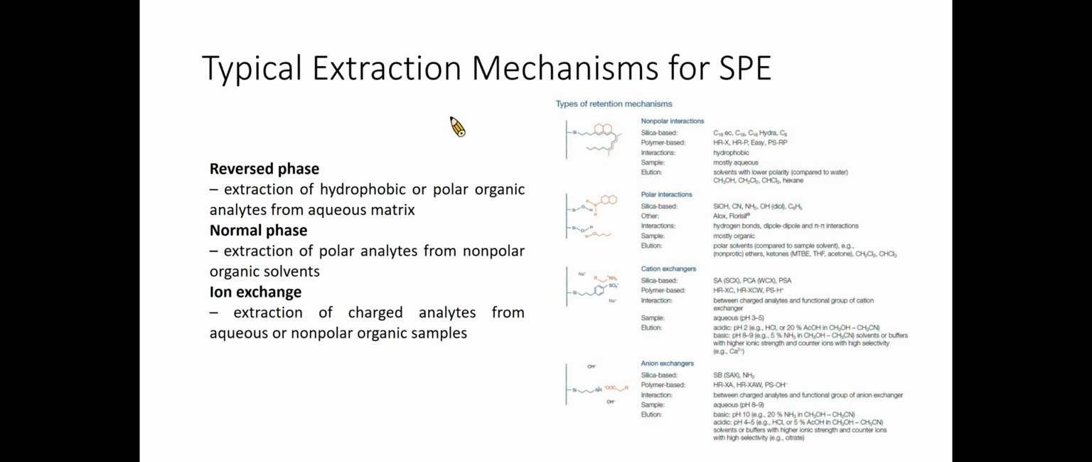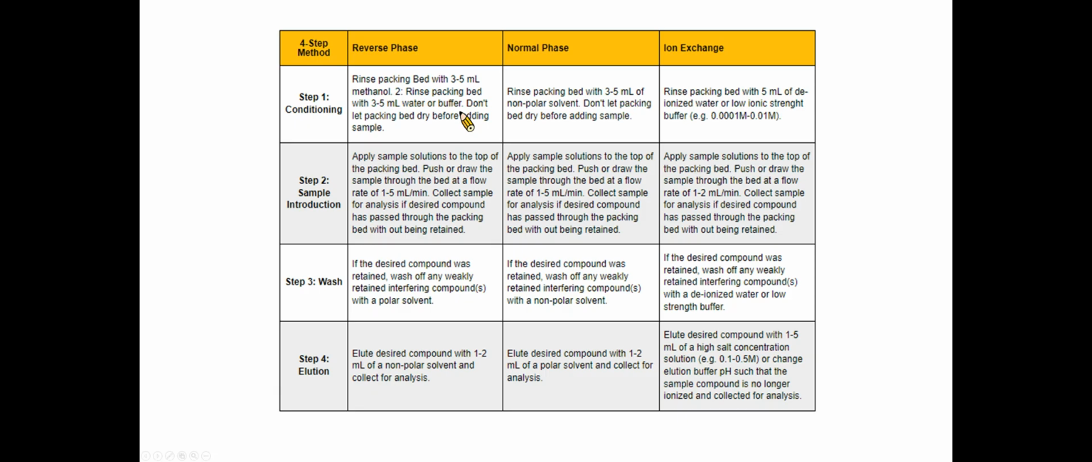Depending on the functional groups, the ion exchange mechanisms can be further divided into 2 groups: cation exchanger or anion exchanger. This table summarizes the typical extraction protocols for reverse phase, normal phase, and ion exchange SPE, just for your reference.